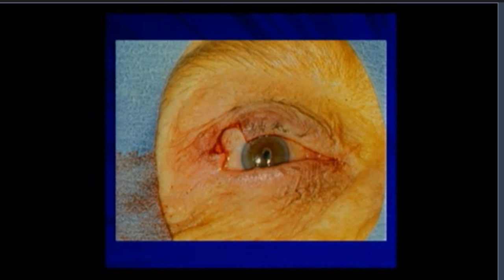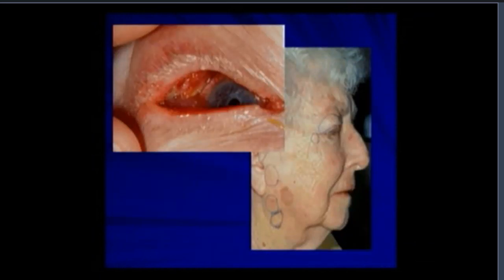This is the patient I showed you earlier, who had what looked like lid margin ulceration. And this patient with sebaceous cell carcinoma, you can see the lymph node involvement in the picture. You can see the periauricular lymph node and also submandibular lymph nodes.